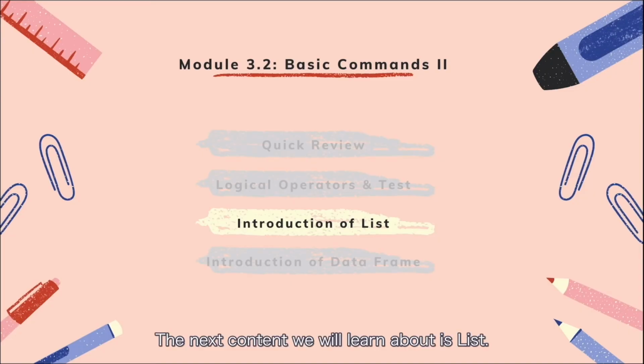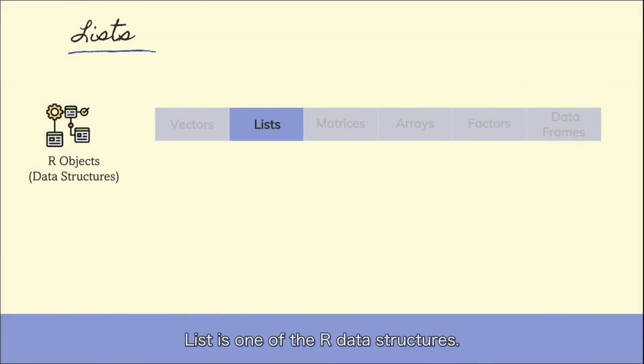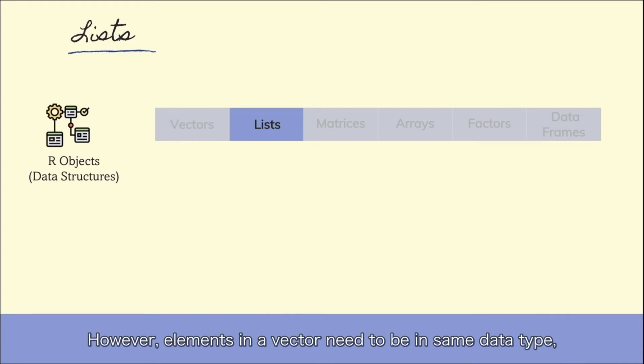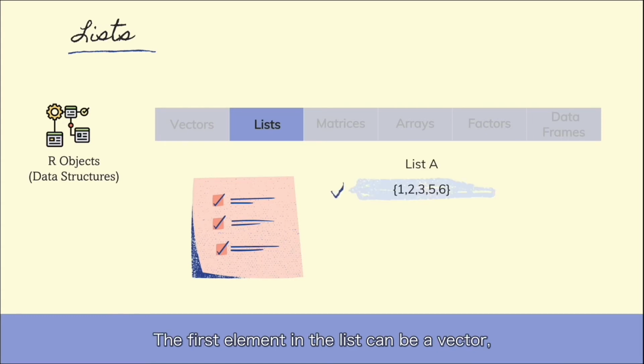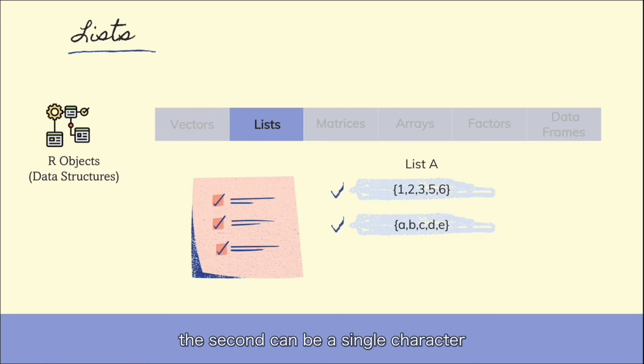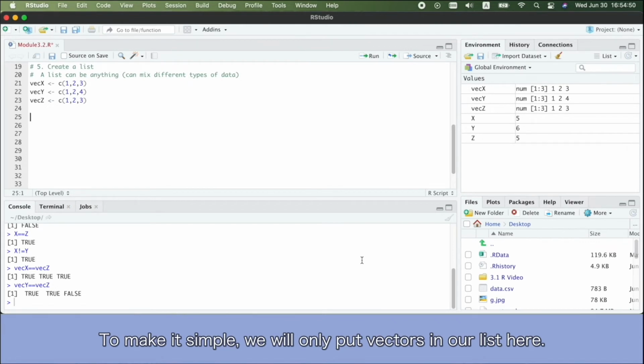The next content we'll learn is list. List is one of the R data structures. It is similar to vector. However, elements in a vector need to be in same data type, while elements in a list can be anything. The first element in the list can be a vector, the second can be a single character, and the third element can even be empty. To make it simple, we'll only put vectors in our list here.